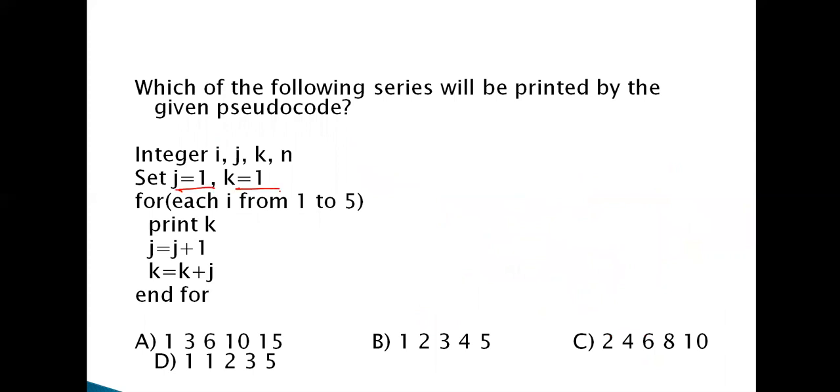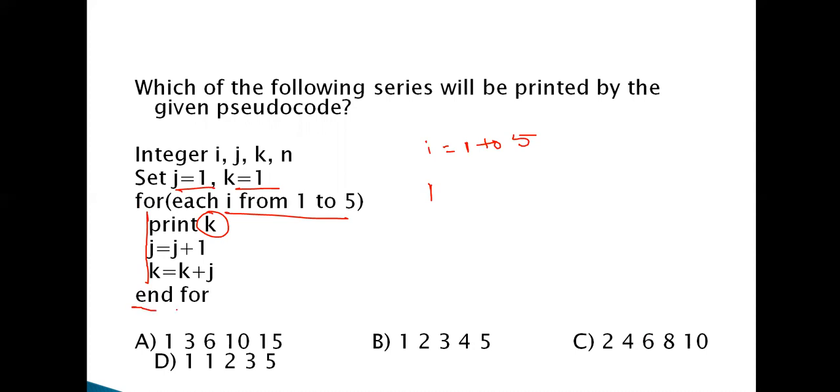J is equal to 1, K is equal to 1. We are repeating a loop from 1 to 5, I is equal to 1 to 5. So print K value. First time, what is the K value? 1 is printed. Next, again observe, this is written inside the for loop. These 3 belong to the for loop.